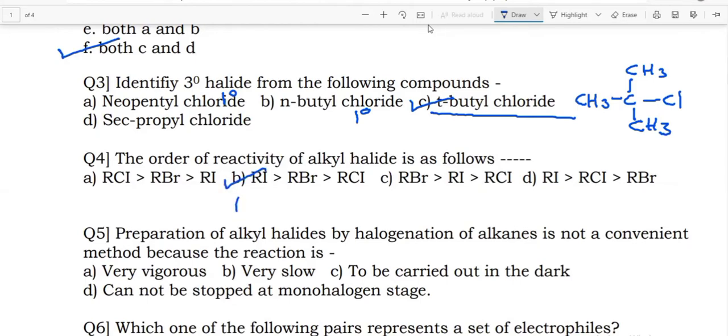Why is alkyl iodide more reactive? Due to greater bond length. Due to the greater size of iodine, the bond length between carbon and iodine is greater here. So this bond we can break very easily. So option B is the correct one. Alkyl iodides are more reactive.